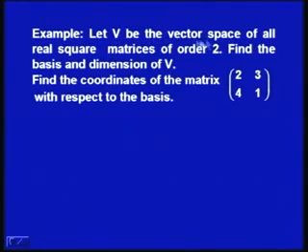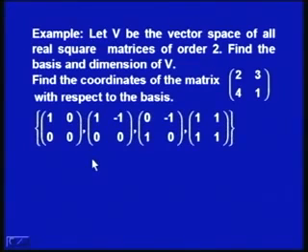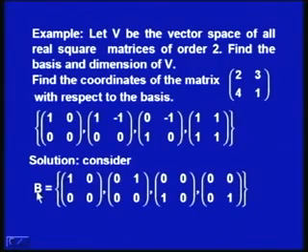So, let us say we have a vector space V of all real square matrices of order 2. Find the basis and dimension of V and find the coordinates of the matrix (2,3;4,1) with respect to the basis. So, we will first try to find the basis. We start with this set B consisting of these 4 matrices: (1,0;0,0), (0,1;0,0), (0,0;1,0), (0,0;0,1).